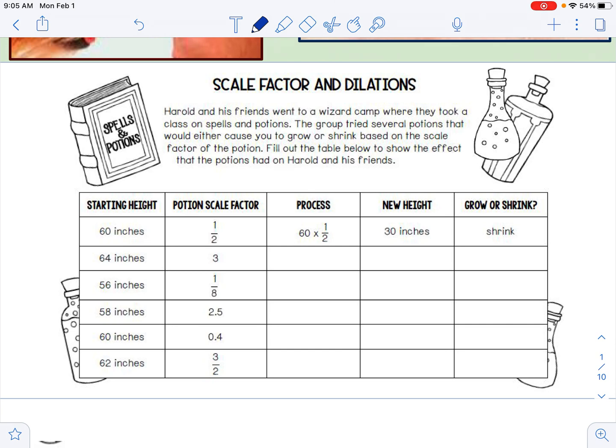I'll do one more with you guys. 64 inches, the scale factor is 3, so I'm going to do 64 times 3 with my trusty calculator, and I've got 192 inches, which is obviously growing and making them larger. So at this point, I'd like you to pause the video and try working out the rest of that table.